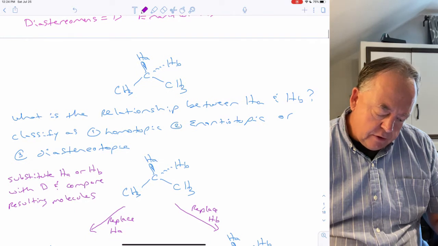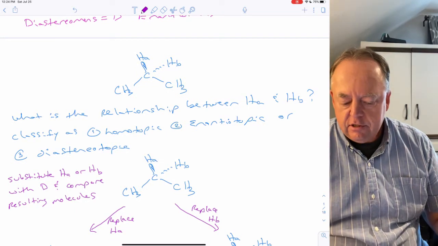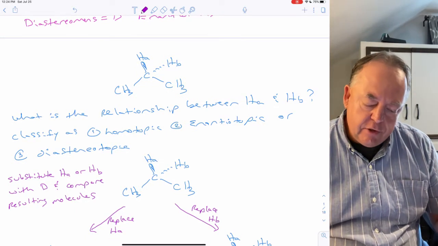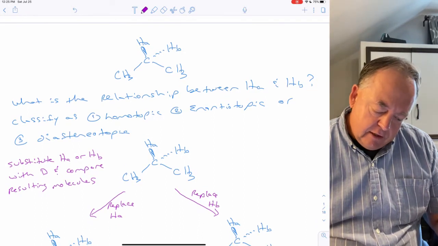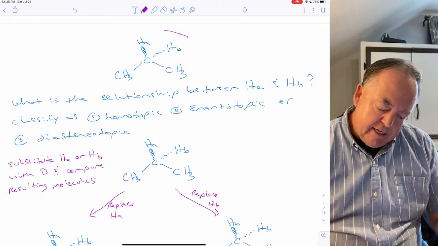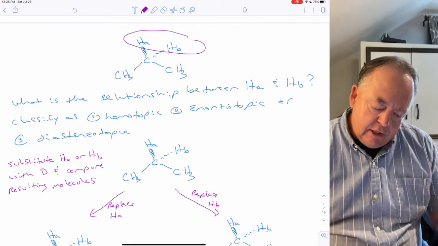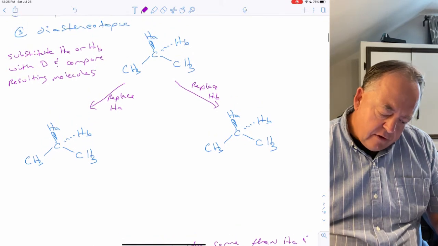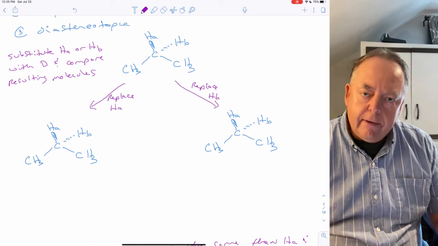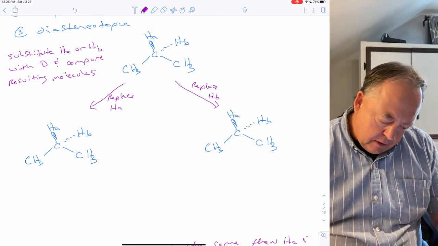So one thing that we want to do is be able to classify hydrogens as being homotopic, enantiotopic, or diastereotopic with respect to each other. So if we take this molecule, HA and HB, what's the relationship between those 2 hydrogens? The way to figure this out is to take HA and HB and swap it out with something else. So replace it with something else.